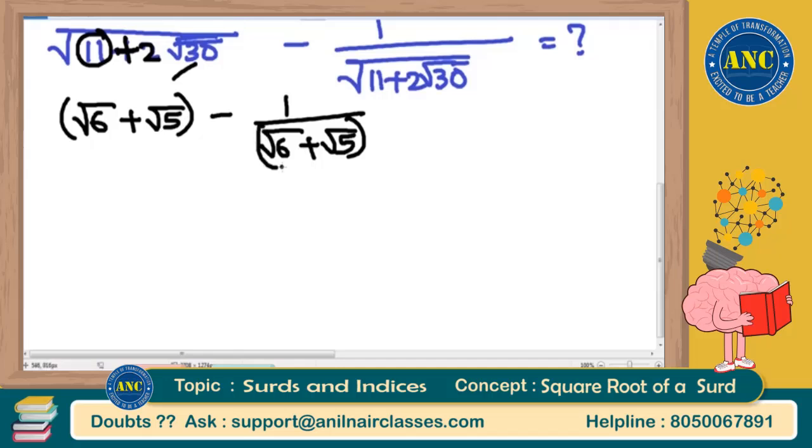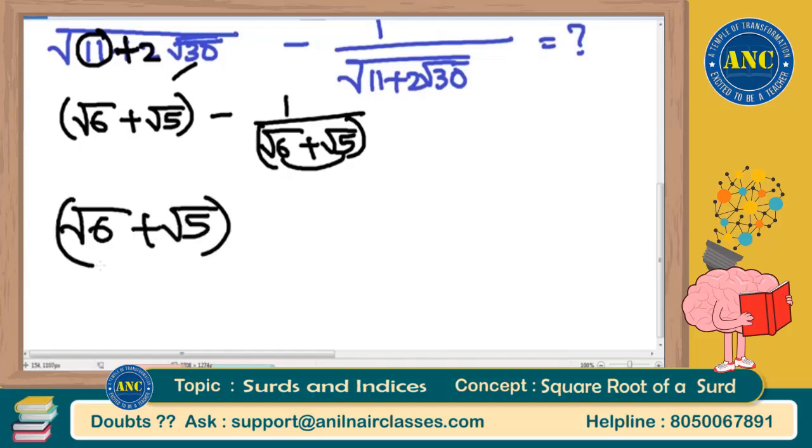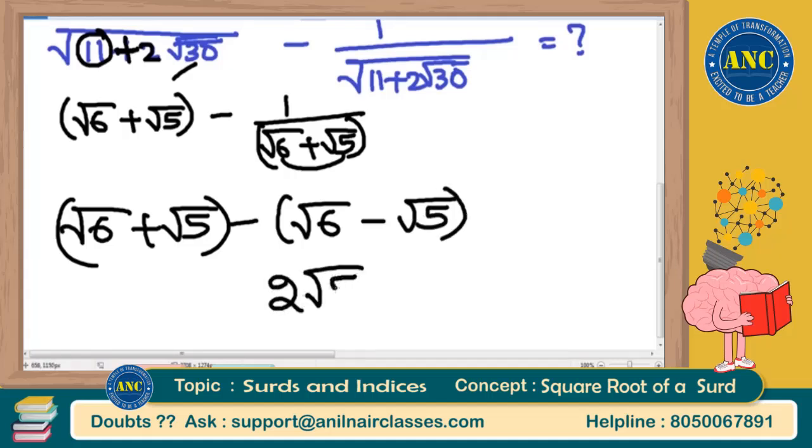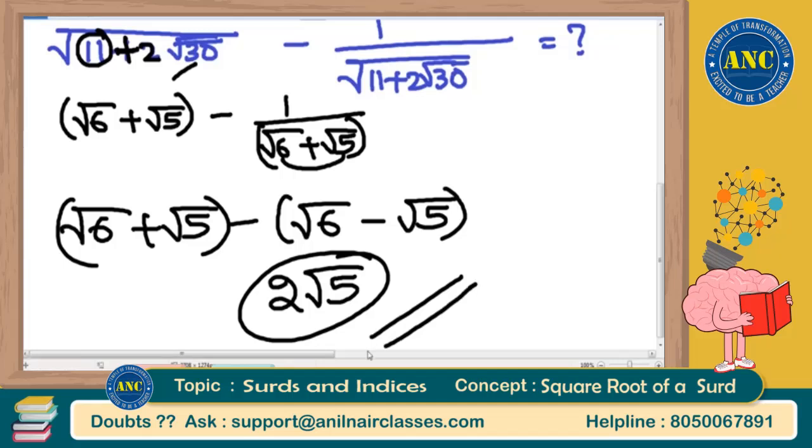If I rationalize, 6 minus 5 is 1 in the denominator. Numerator will be root 6 minus root 5. Directly you will get the answer, sir. You will solve so fast and you will realize that you are extraordinary in solving these questions. 2 root 5 should be the answer.